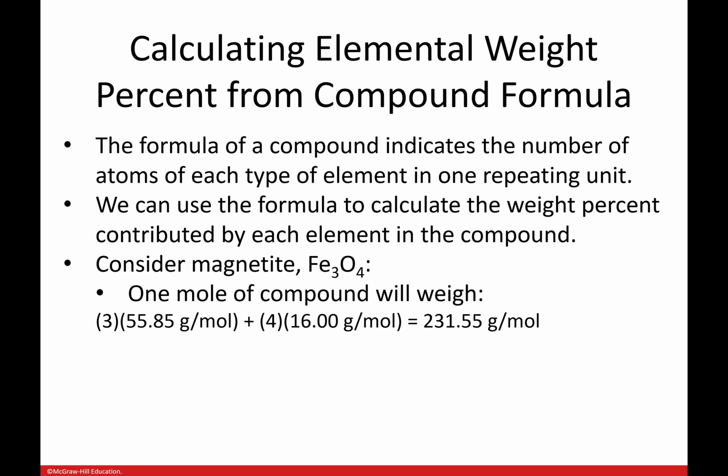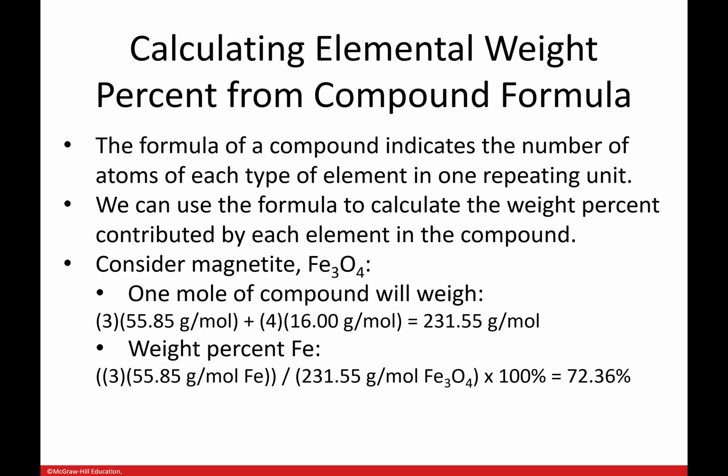So that's actually going to go in our denominator. Okay? So then to knock out the percent of iron, it looks like this. On the top, we're going to take 3 times 55.85 grams per mole, that's the decimal number for iron, and we're going to divide it by the whole mass for that compound, the 231.55 grams per mole. If we stopped right there, we had something called mass fraction. But we want parts per 100, so we multiply by 100%, and we're going to give it 4 sig figs, so 72.36%.